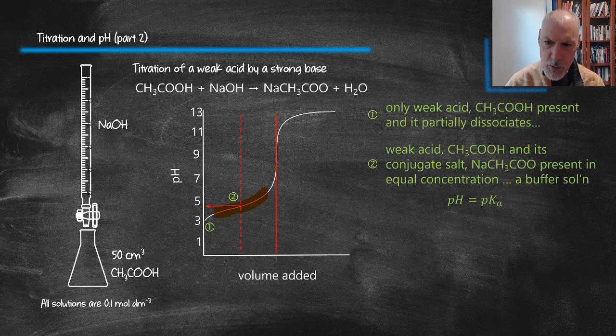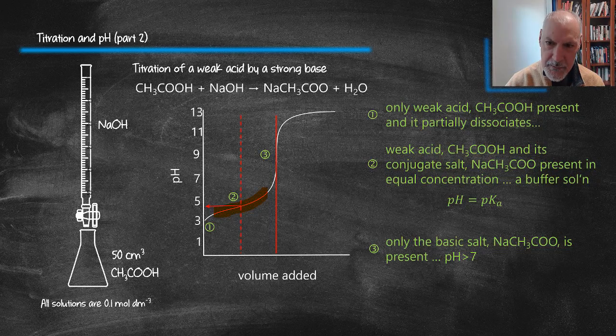If we reach a point halfway to the equivalence point, there's an interesting feature that occurs: if we look at the intersection of our curve and the pH axis, we'll see that we can determine the pKa of our weak acid, ethanoic acid.